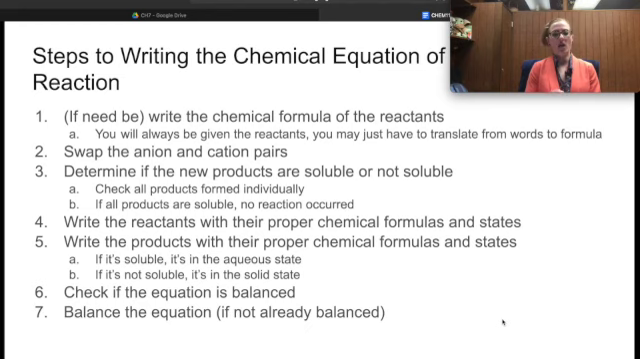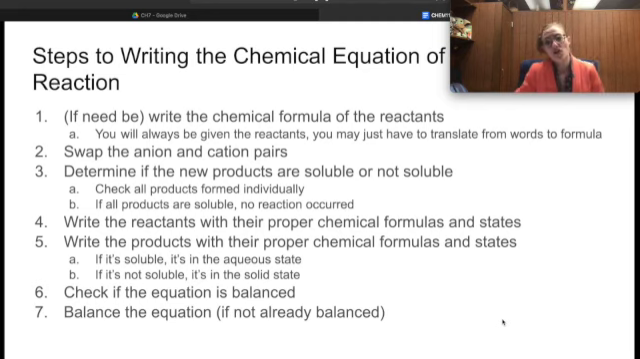Once we swap our anion-cation pairs, we'll write the reactants down with their proper chemical formulas and states. We will write the products down with their proper chemical formulas and states. So if a compound is soluble, it's therefore in the aqueous state. If it's not soluble, it's in the solid state. So the only states we're likely going to use when we're talking about precipitation reactions are aqueous and solid. So remember, liquid only means it's a pure liquid, and if we have salt in water, it's no longer pure, it's an aqueous solution.